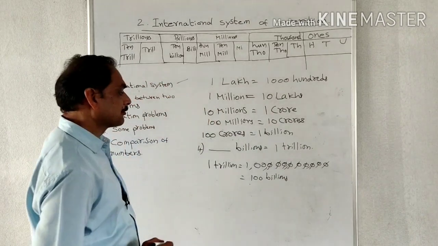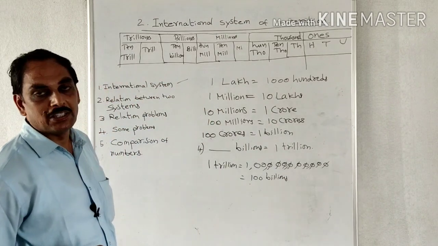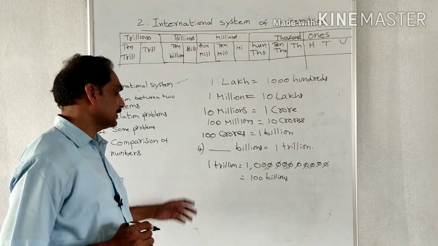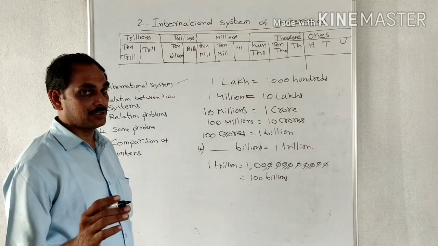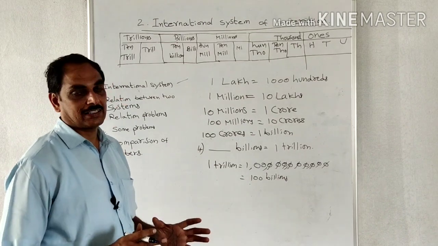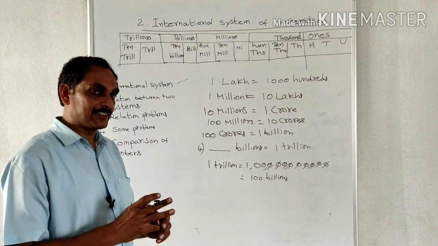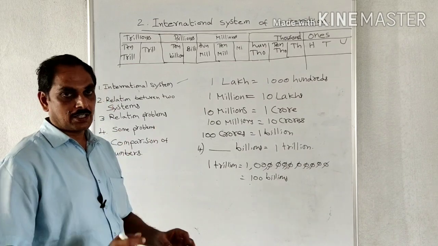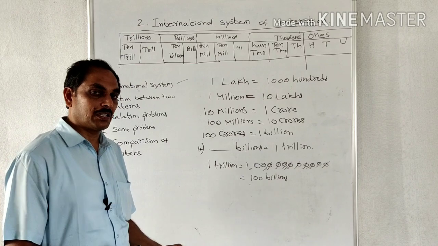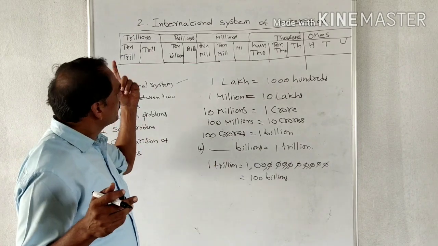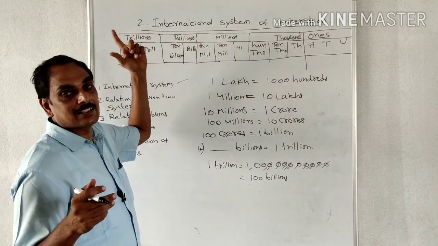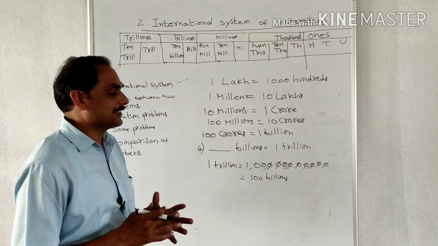So 1 trillion equal to 100 billions. So this is the fourth problem. First we have to know the number of digits in million, billion, trillion, and find the relations.